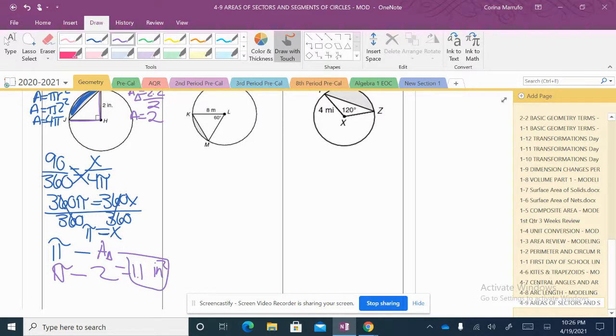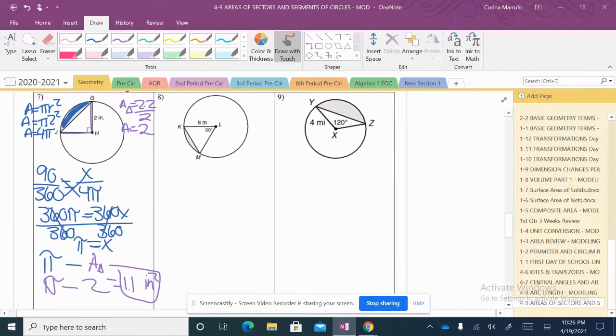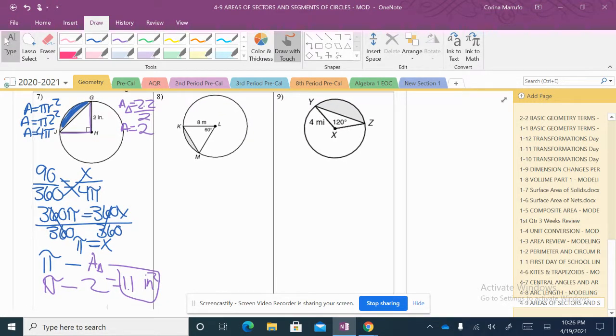So here, they tell us that this angle here is 60 for a triangle, so we're going to have to find the area first of our sector. So we have 60 degrees out of a total of 360 equals x over the area of my circle, which is pi r squared. Our radius is 8, so pi 8 squared, which is 64 pi.